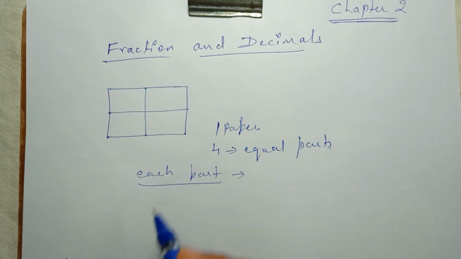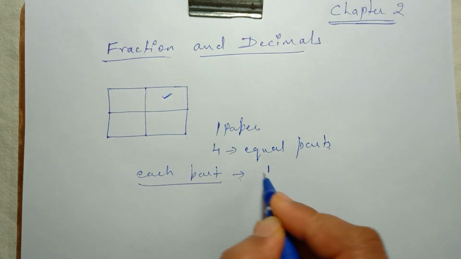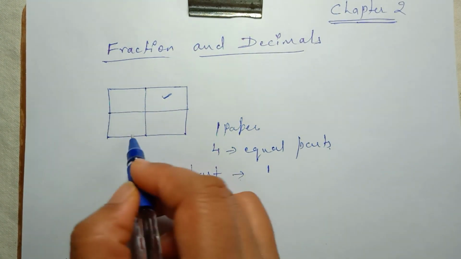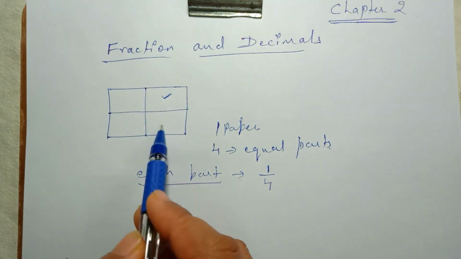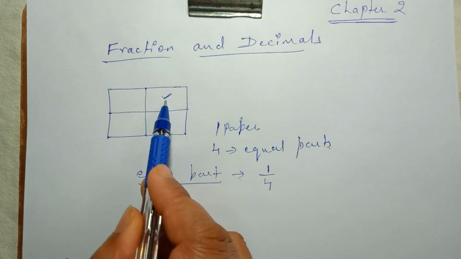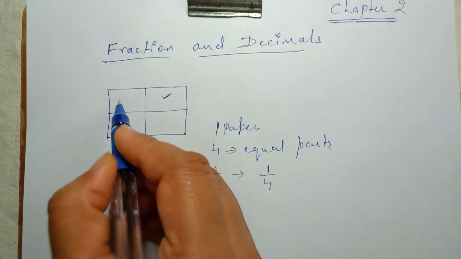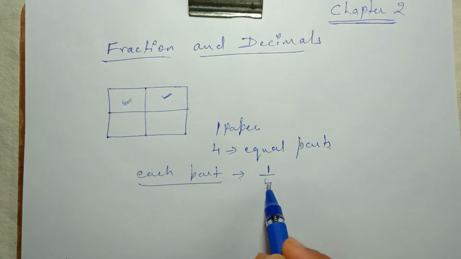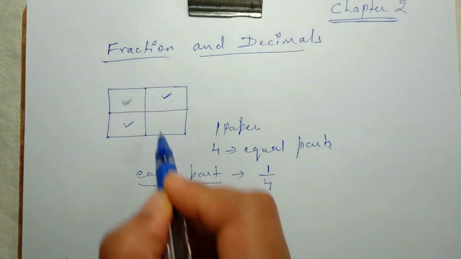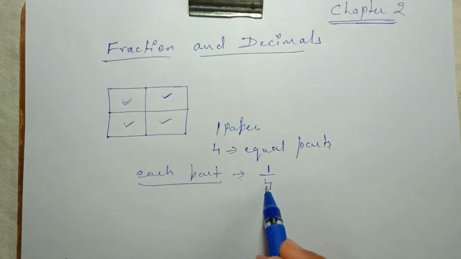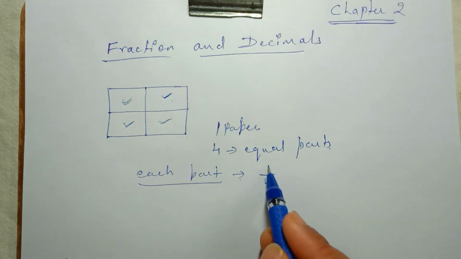will be called, if I take this part, this is one part out of how many parts? 4 parts. We have 4 parts, 1 2 3 4. Out of these 4 parts, this is one part, so this part will be called 1 upon 4. If we take this one, it is also 1 upon 4. Another one is also 1 upon 4, and another one is also 1 upon 4. So each equal part will be called 1 upon 4.